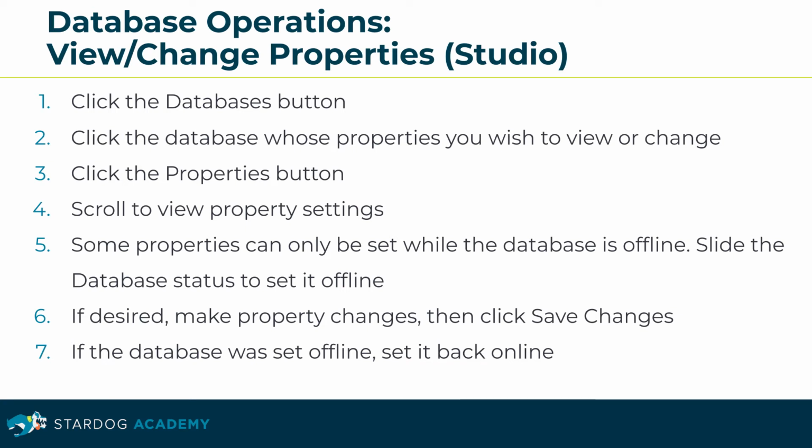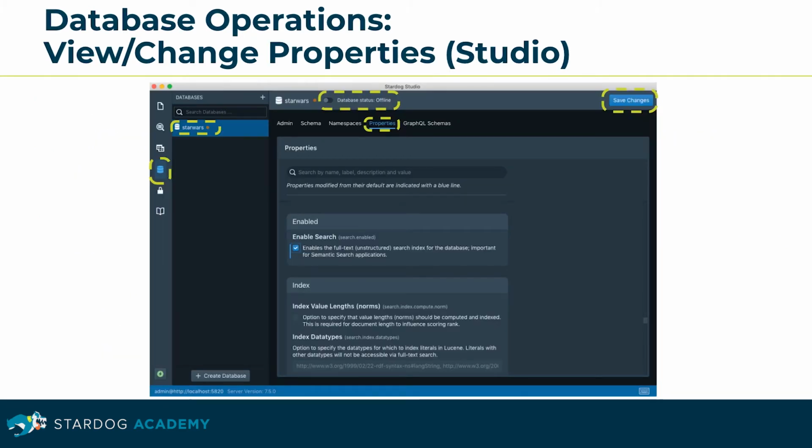The next database operation we will discuss is viewing or changing properties of a database. Using Studio, first click the blue Databases icon, then click the database whose properties you wish to view or change. Then click the Properties button and scroll below to view property settings. Since some properties can only be changed while the database is offline, slide the database status switch on top to set the status to offline. Make property changes as desired. Then click the blue Save Changes button. If the database was set offline, set it back online.